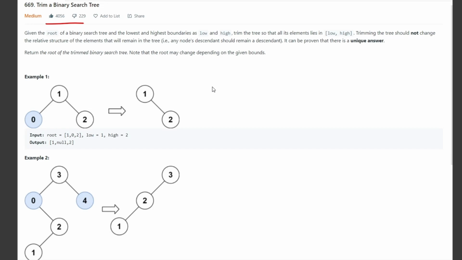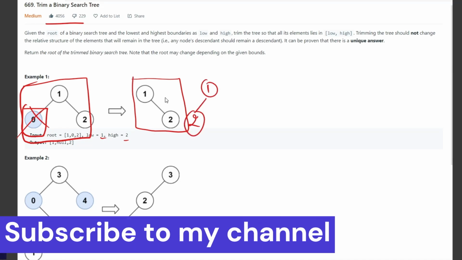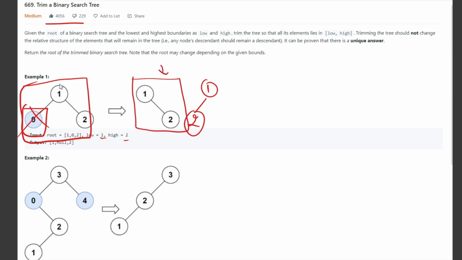Okay, so let's understand with an example. Here in this example, this is our BST, and in this BST, 0 is not in the range of 1 and 2. So we just trim it, and there is no other element which is not in the range. So we are going to return this. This is our answer. The other one can't be our answer, because we have to follow the same structure.